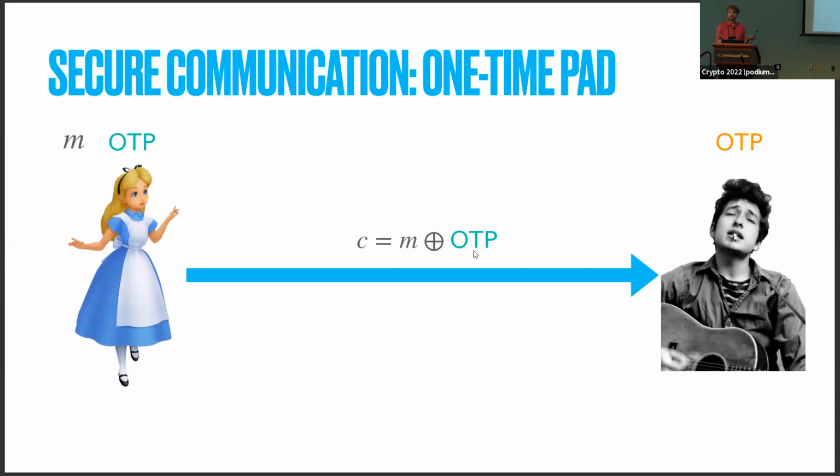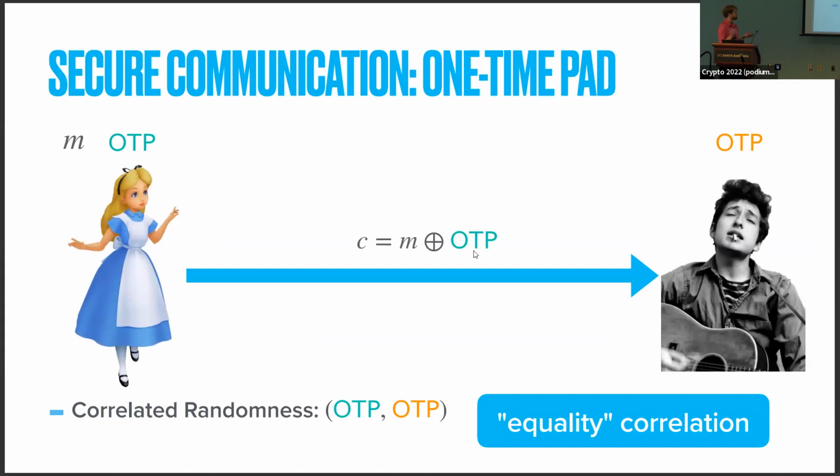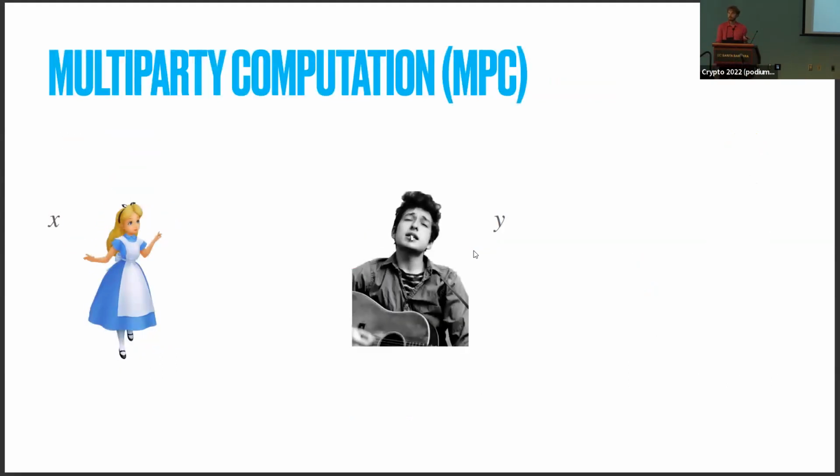So how should we think about this one-time pad? Well, I'd like to encourage you to think of this as some sort of correlated randomness. These are two uniformly random strings, marginally uniformly random, but together they satisfy the equality correlation. Okay, so this is great for secure communication, but we're going to deal with multi-party computation in this talk. So just to briefly remind you all of what this is.